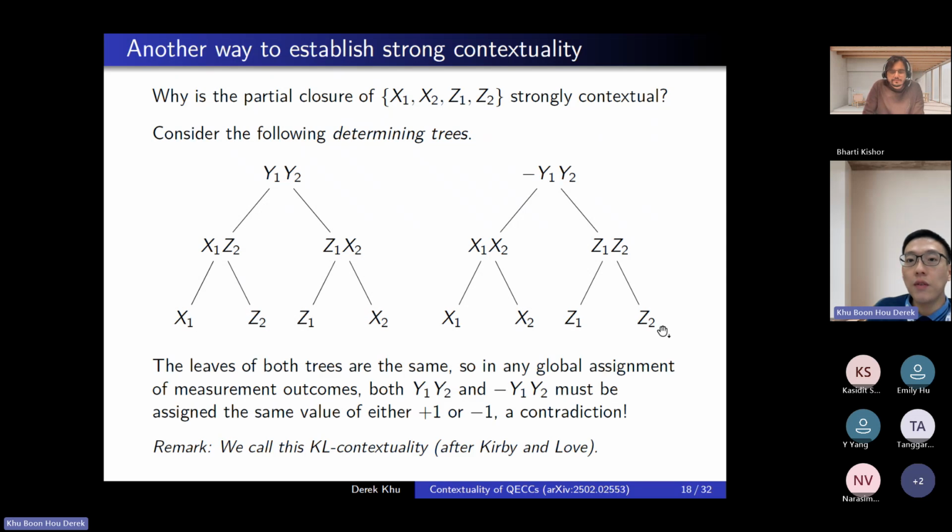And we see that both of these trees have the same leaves, but the roots of these trees are y1y2 and minus y1y2. So whichever values of plus or minus 1 we assign to these leaves, we have the same leaves over here. So we should expect the products to be the same, but clearly they should differ by a sign of minus 1. And so we get a contradiction. This is another way we establish strong contextuality. This way was discovered by Kirby and Love, so we call it KL contextuality. Any questions?